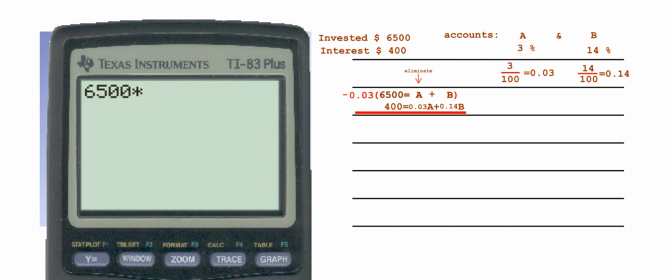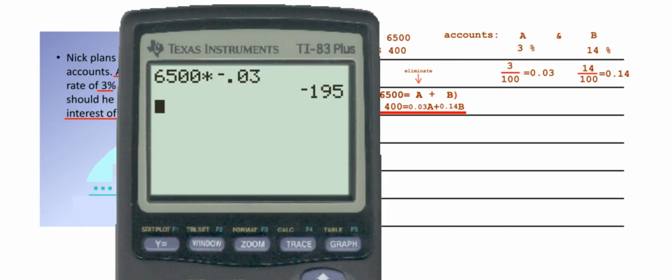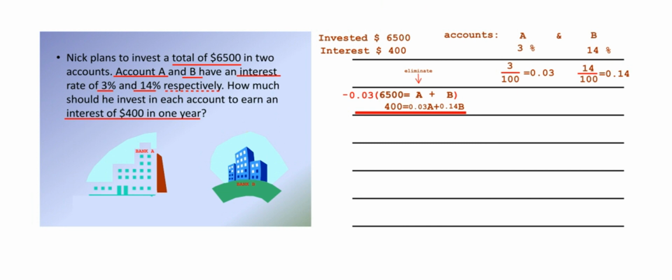Times negative, at the very bottom, 0.03. That gives us negative $195, I should say. So negative 195 equals negative 0.03A when we distribute to the A, and distribute to the B, minus 0.03B as well. The second equation we didn't change at all because it's equal and opposite now. So let's just copy it down. There it is, copying down the second equation.